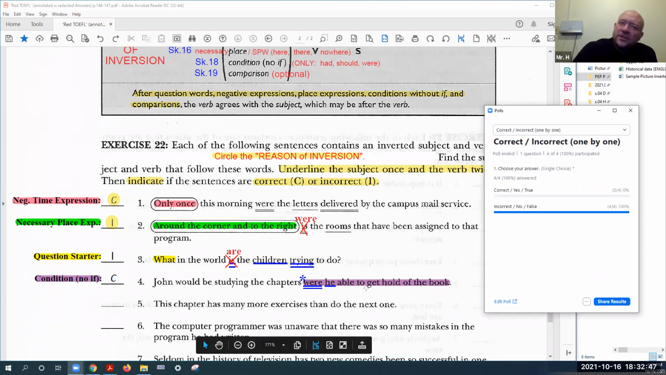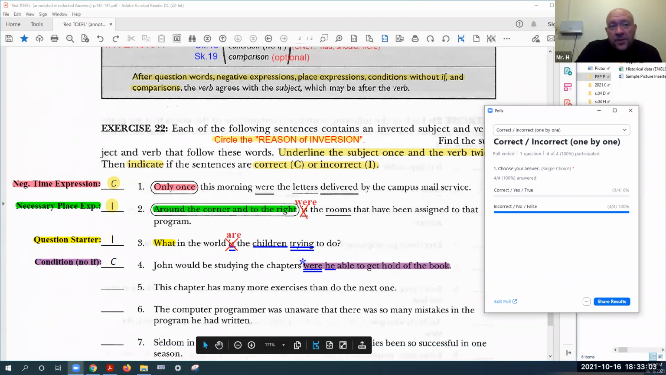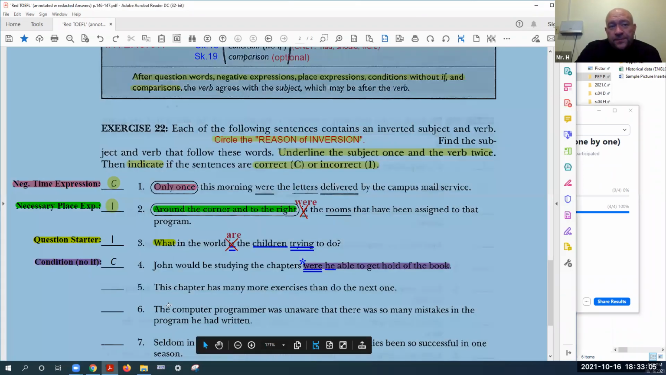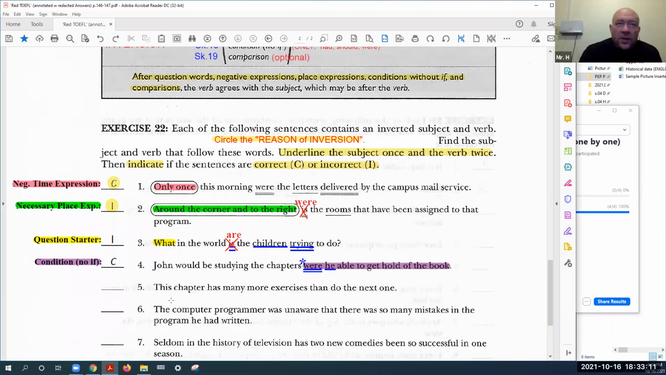You know what? Maybe I'll let Osama do this one. This was because we did this last night. I'll have you do one that maybe you have seen. So Osama, explain it, please. Number 5. What's the reason? First of all, it's skill number 19. And what is it?